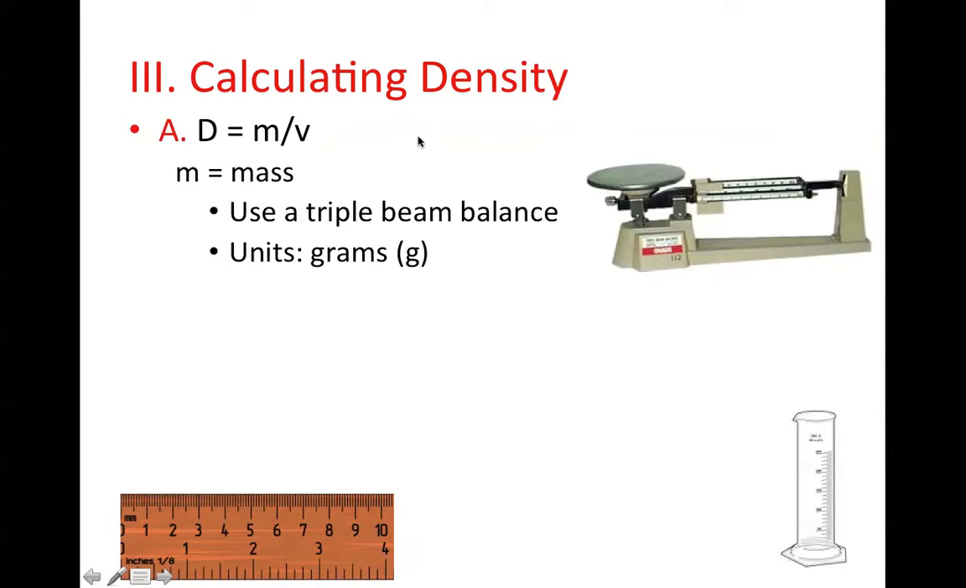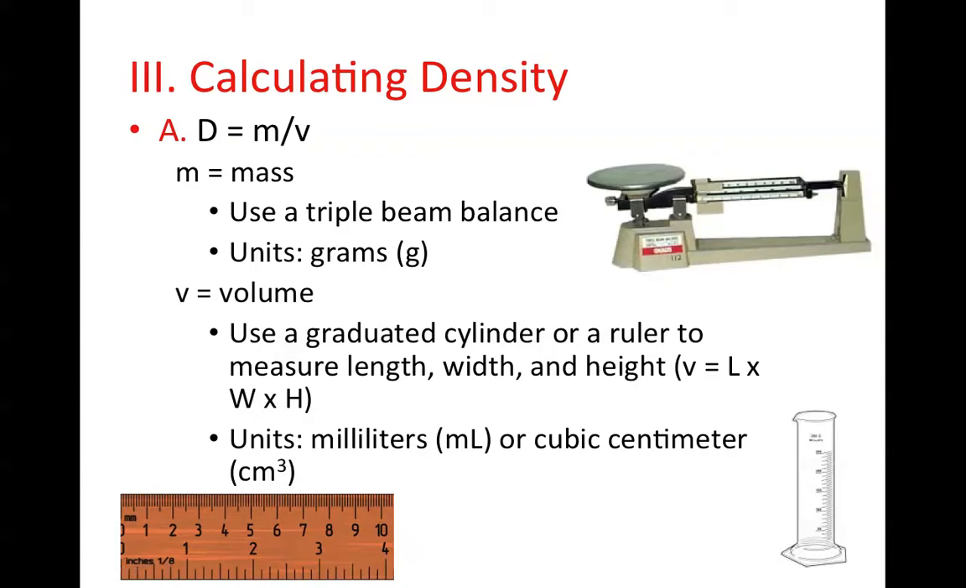So just a definition of our terms, M stands for mass, and like I said, we use the triple beam balance. The units are in grams. V stands for volume, and like I was saying before, we use a graduated cylinder or a ruler to measure the length, width times height of the object in order to find its volume. These are simple calculations to do, and our units are going to be the same. We're going to have milliliters for our volume or cubic centimeters for our solid objects.